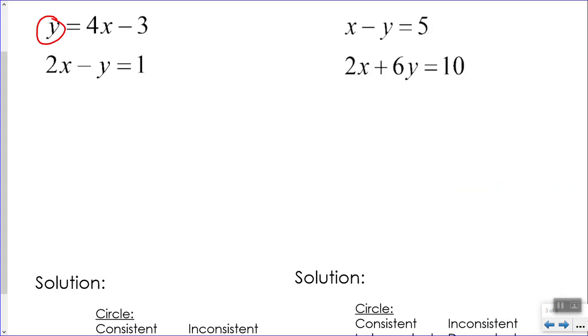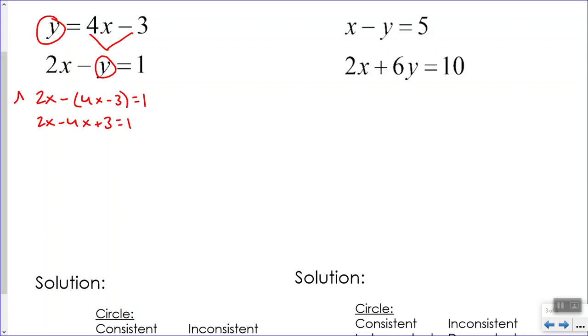So if we look at the first example here, I know that y is equal to 4x minus 3. That means that anywhere I see a y in my second equation, I can take 4x minus 3 and substitute it in. Remember that whenever we substitute, we want to use parentheses, because this is 2x minus y, not 2x minus 4x minus 3. Because when we're subtracting that -3, it's actually going to become positive, so we just want to be really careful with the signs. So we have 2x minus (4x minus 3) equals 1.